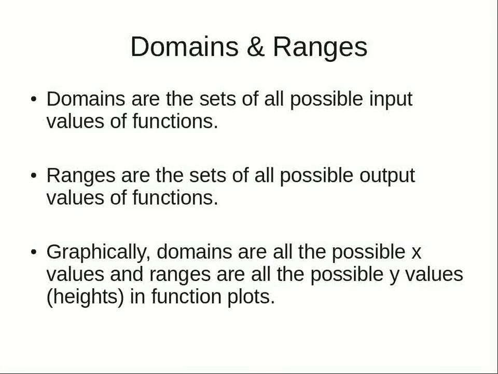And then ranges, let's say that your function expression was the absolute value of something, okay? Then there's no way that you could have negative numbers in your range, because the absolute value will always be 0 or positive. All right, so you see how that works? So those are some examples of things that will cause limitations. Okay, graphically, looking at a function plot, domains are all the possible x values, and the ranges are all the possible y values, or all the possible heights for a given function plot. Okay?